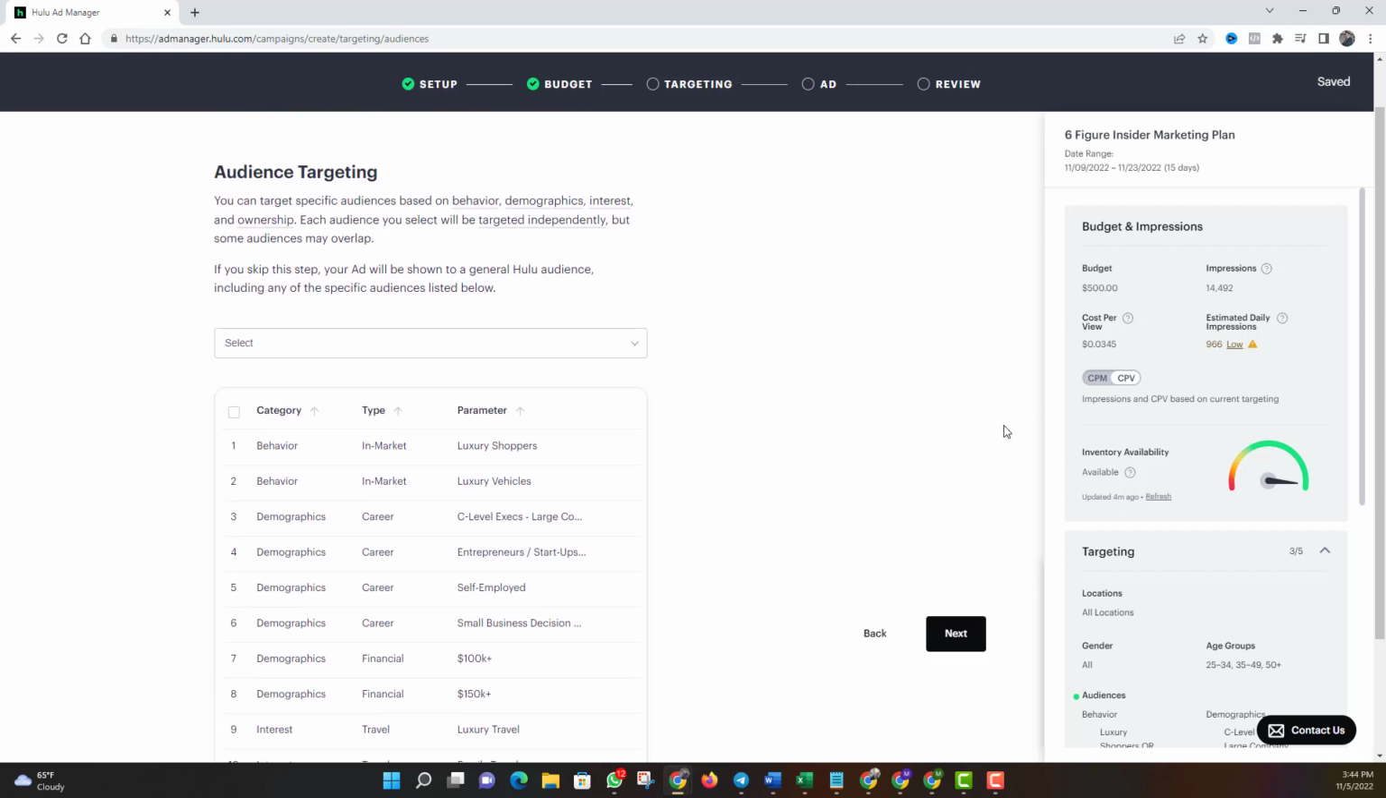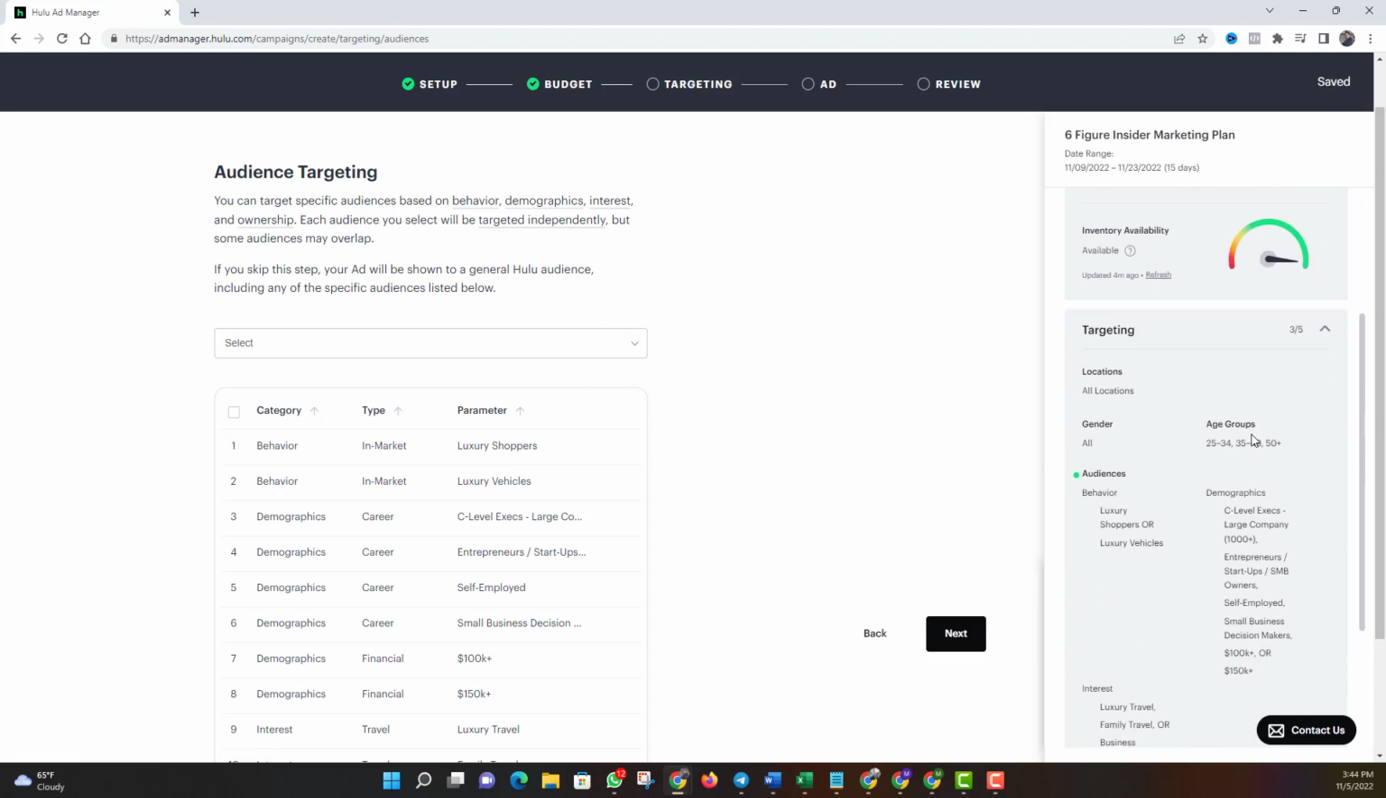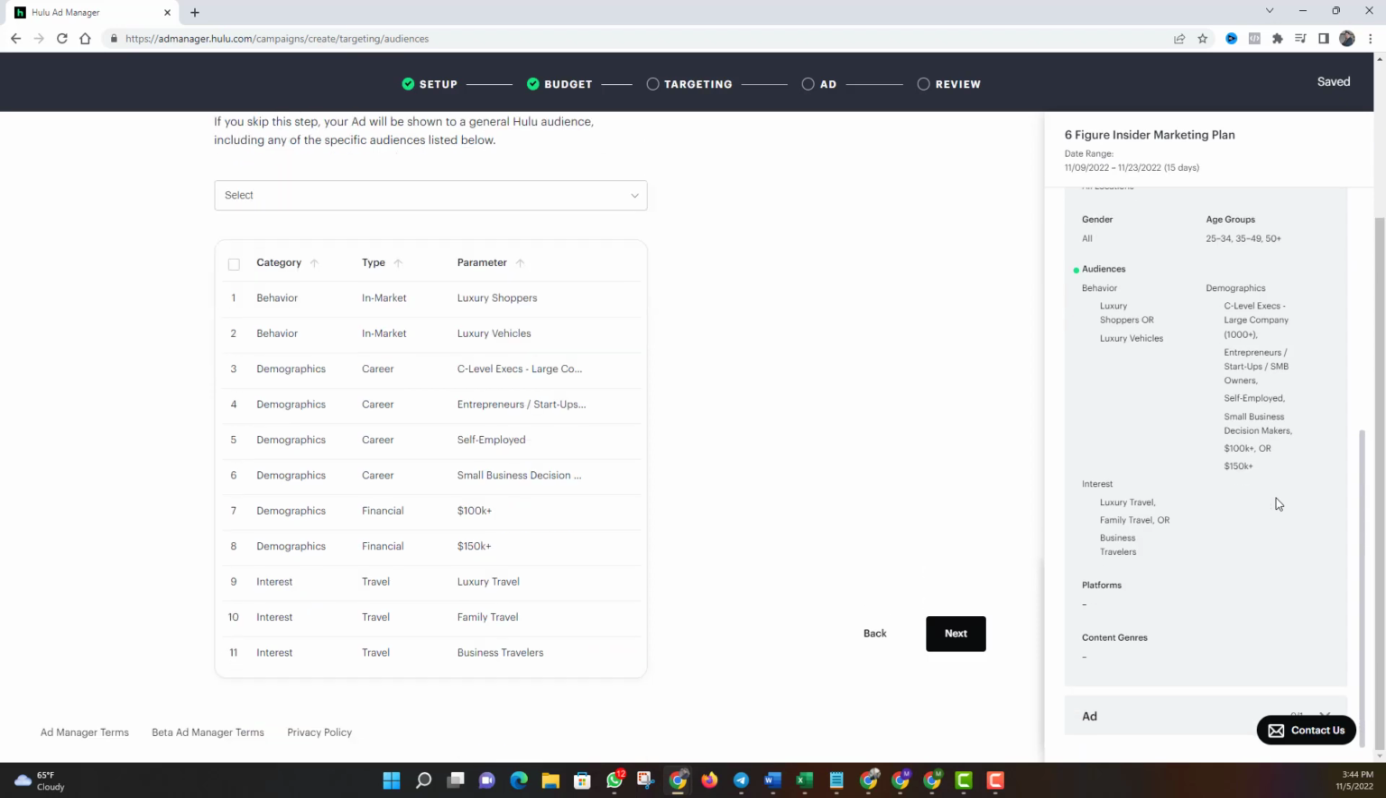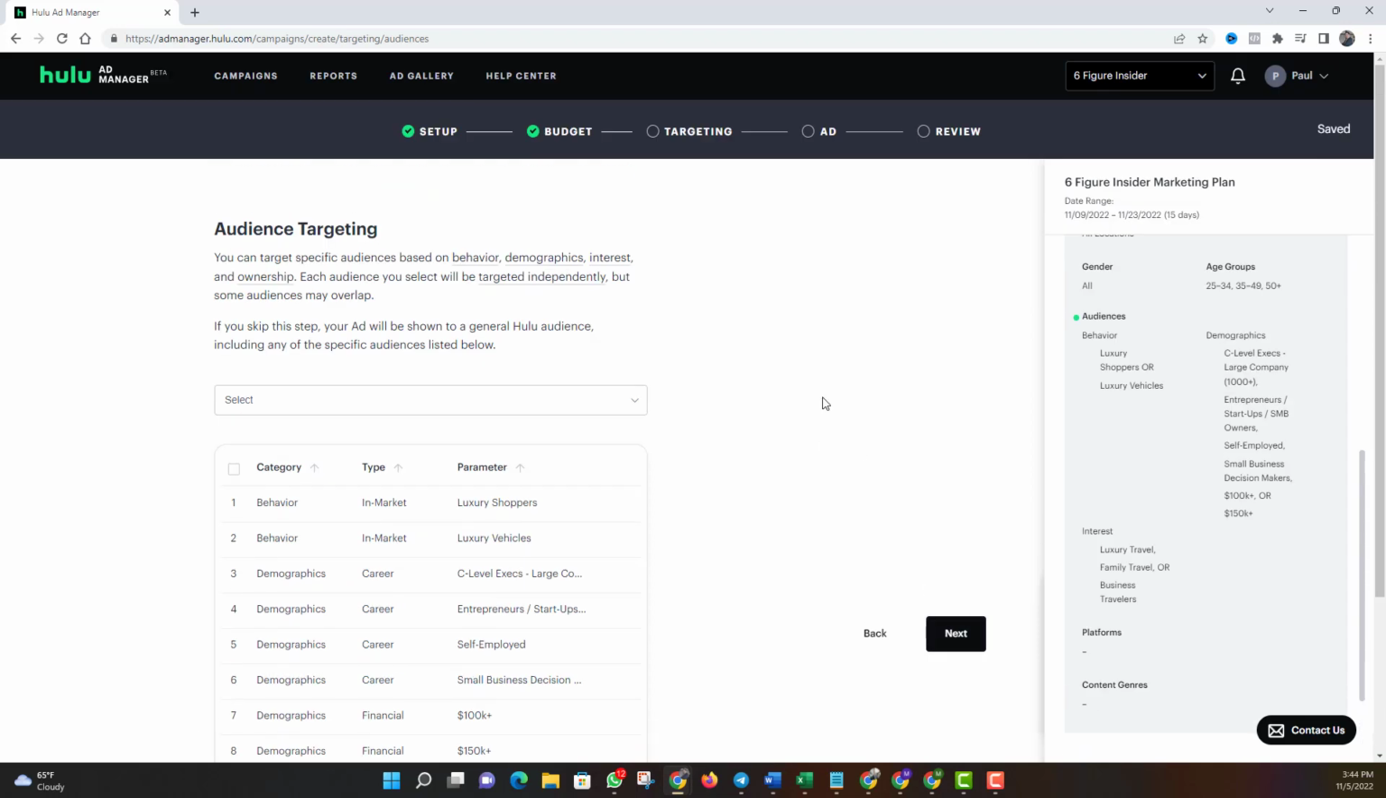So now let's go and take a look at the cost per view, and we could see what the CPM is. So that's the cost per 1,000 views, so $34.50. Cost per view is about a little under 3 cents per view, 14,000 impressions. They say a daily impression is going to be low, but I am very happy with this targeting. I feel like we've done a pretty good job. So now let's go to the next option.